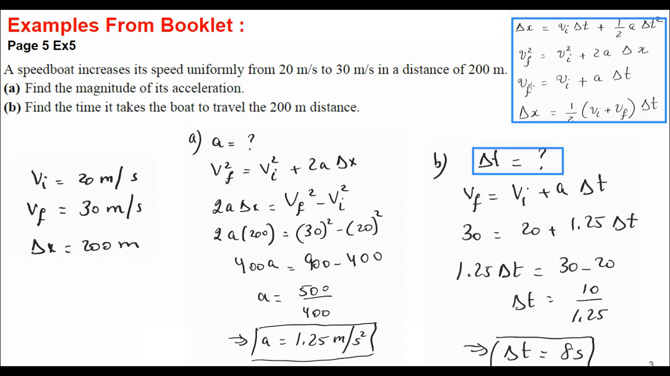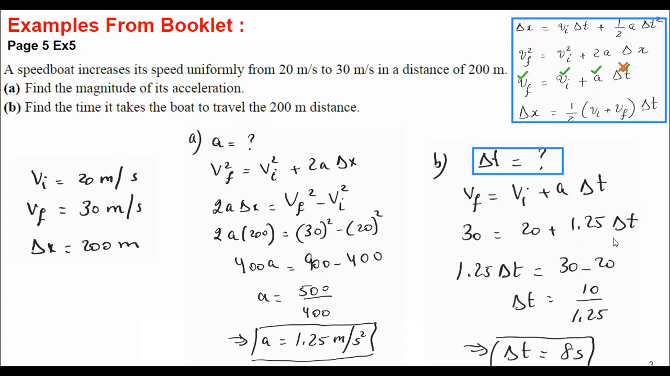Let's look at the third one. I have VF, I have VI, right? I have A, I've just calculated it, and I want delta T. So this is my unknown, delta T. This is what I want. I don't have it. I want to calculate it. Okay, so I can use this equation. VF equals VI plus A delta T. VF is 30. VI is 20. Acceleration 1.25. And then I do the calculation for delta T.